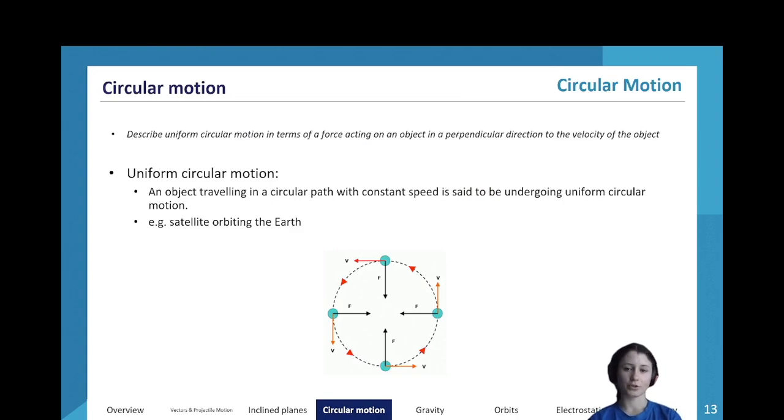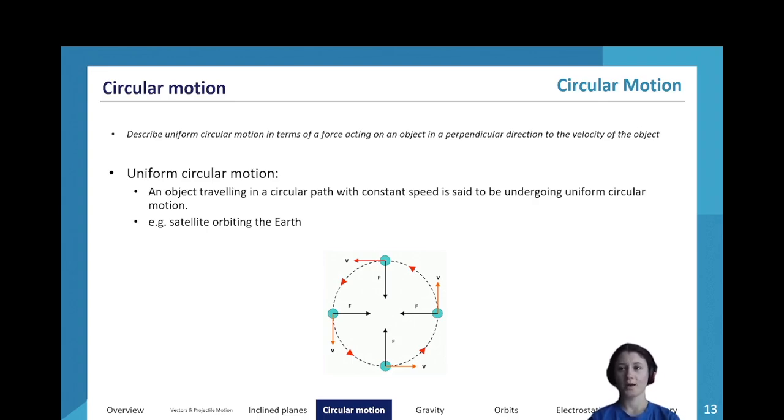Now let's move on to circular motion. So, uniform circular motion is when an object travels around in a circular path with a constant speed. Alright? So, maybe if you are driving around a roundabout, not necessarily trying to stay at a constant speed. Alright?